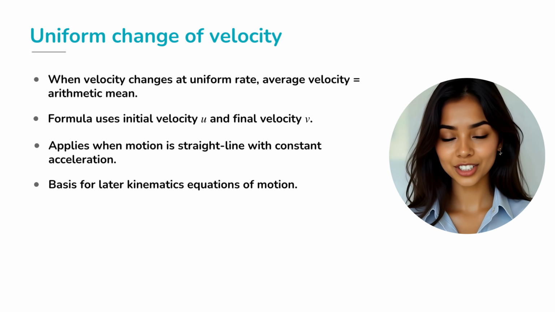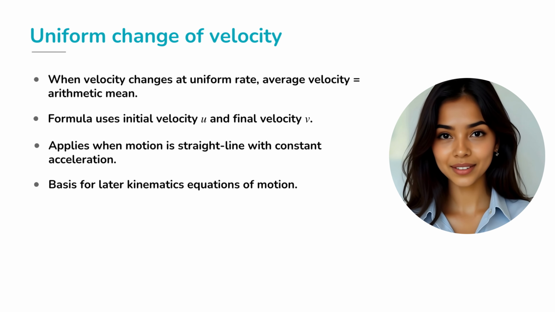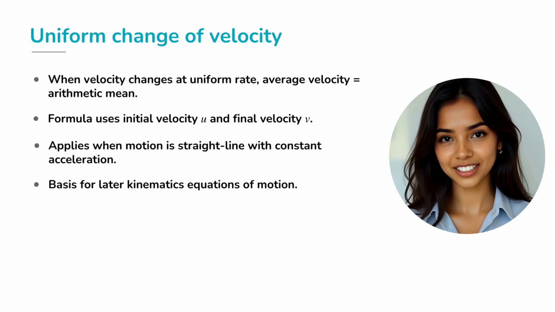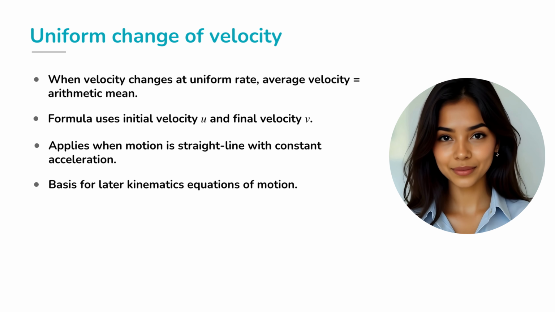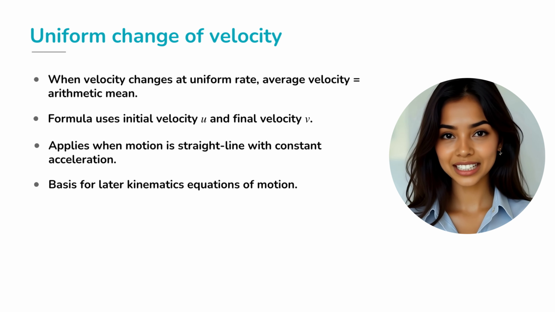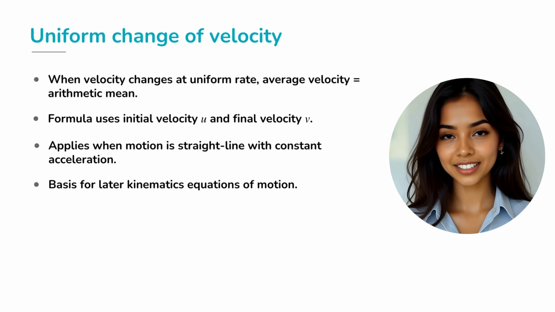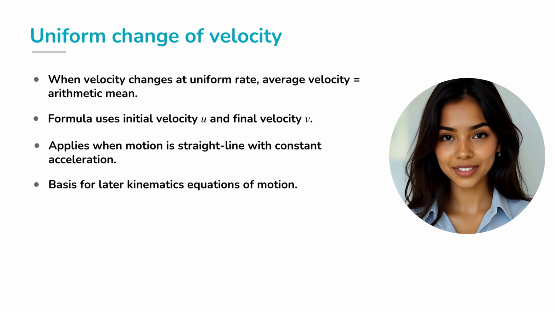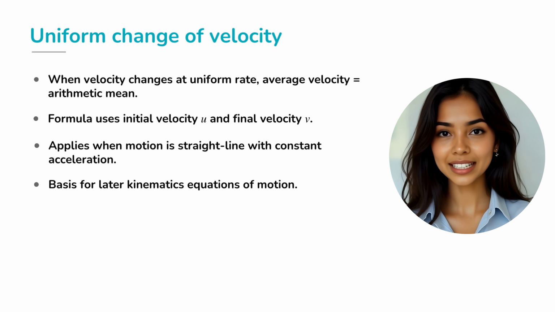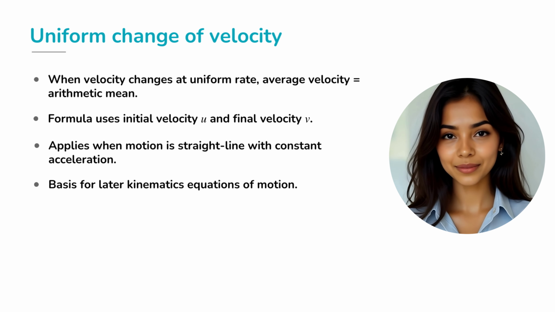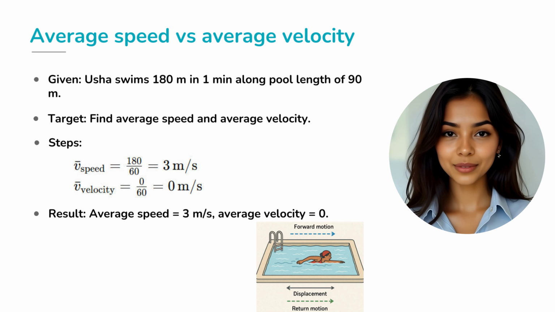If an object changes its velocity at a uniform rate, we can calculate its average velocity as the arithmetic mean of its initial and final velocities. Mathematically, average velocity equals open bracket u plus v close bracket divided by 2, where u is the initial velocity and v is the final velocity. This formula works beautifully in uniformly accelerated straight-line motion, like a car steadily increasing speed or a ball dropped under gravity.